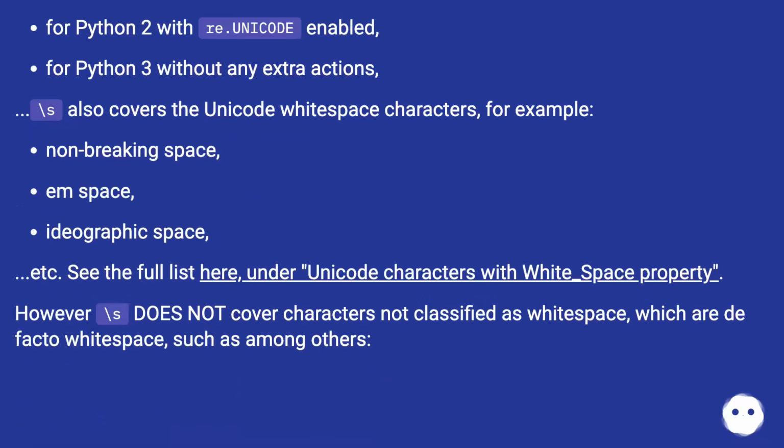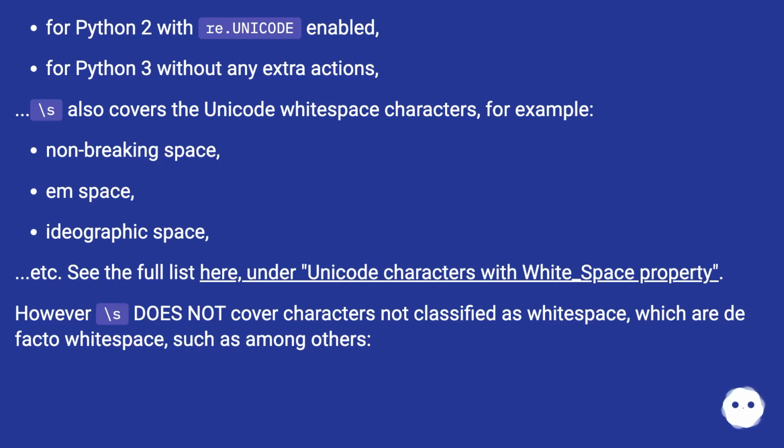Additionally, for Python 2 with re.UNICODE enabled, and for Python 3 without any extra actions, \s also covers the Unicode whitespace characters, for example, non-breaking space, em space, ideographic space, etc. See the full list here, under Unicode characters with White_Space property.